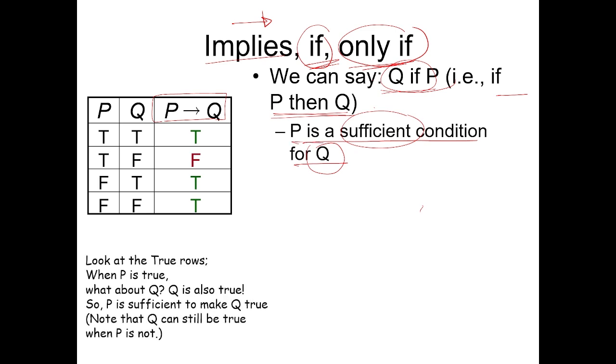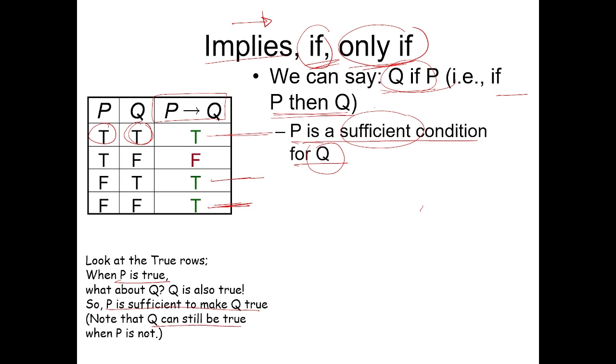Look at the true rows. When P is true, look at the true rows, like these rows. When P is true, what about Q? Q is also true, right? When P is true, like in the true rows, Q is also true. So P is a sufficient condition for Q, to make, like, P is sufficient to make Q true. Yep.